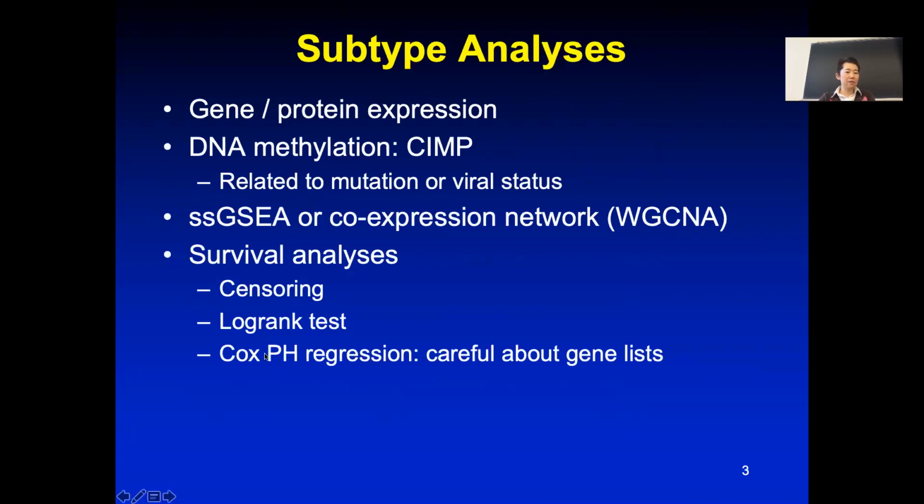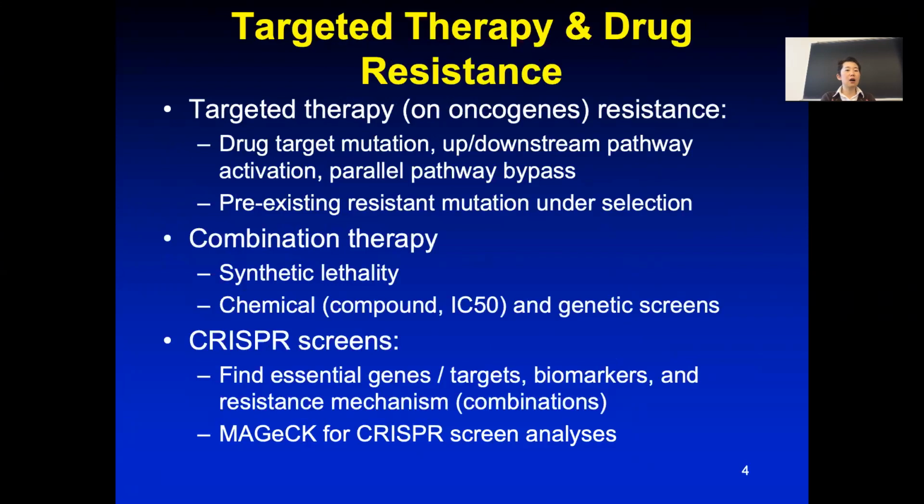However, when you have so many variables, you just need to be very careful. You don't want to have too many in case you have overtraining, okay? So that's subtype analysis. And we talk about targeted therapy and drug resistance.